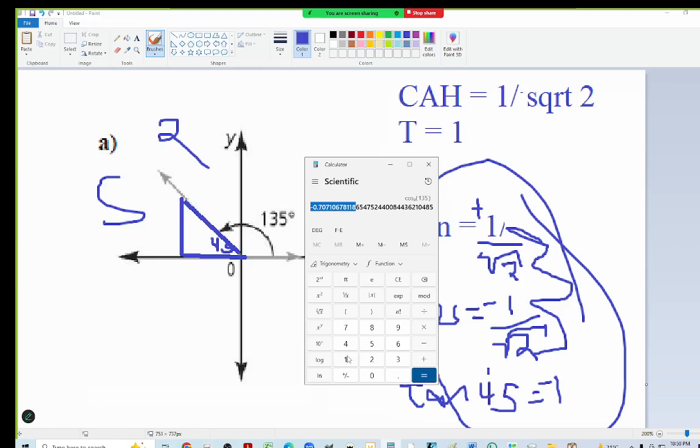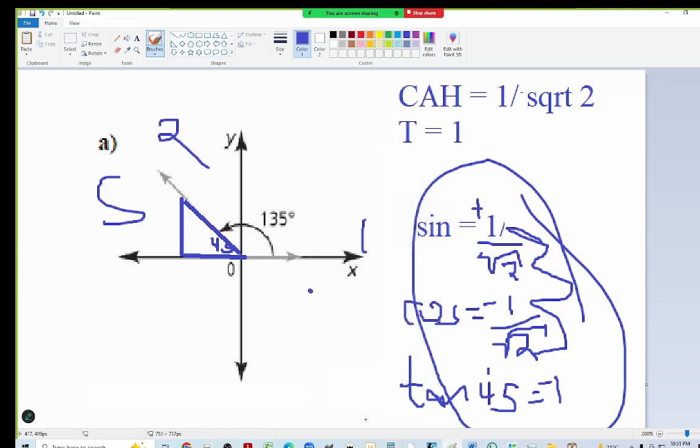Finally, if I take 135 and click tan, what should I expect? What did we get down here? Negative. So we're in the S quadrant. Will it be positive or negative? Only S is positive. So what will tan be? It'll be negative. Negative what? What did we find out? It's also 1, just negative 1. Let's hit it. There you go. Negative 1. So we know we got the right answers. Make sense? Okay.